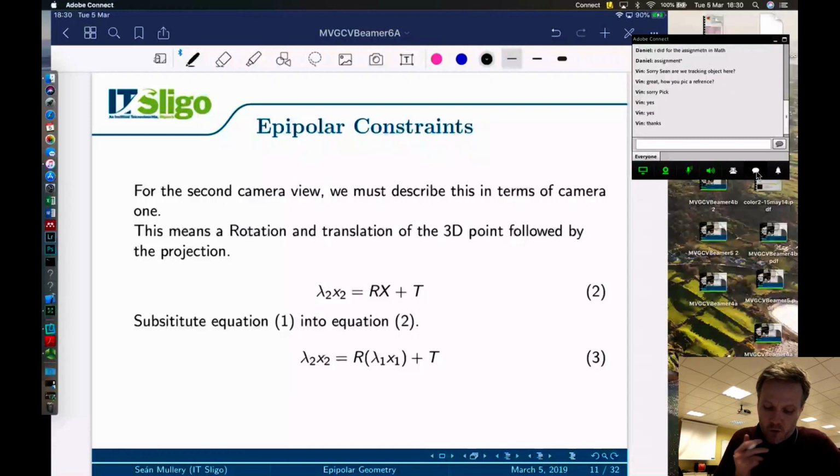Okay. So that's our point, and this is the equation that we've now ended up with, which is lambda 2 x2 equals the rotation times lambda 1 x1 plus the translation.